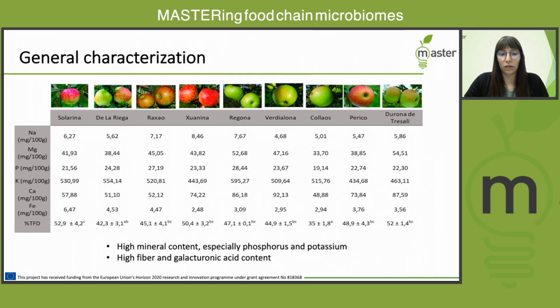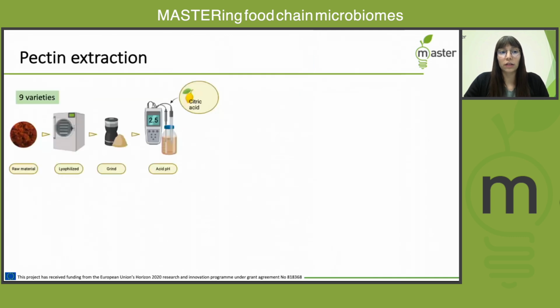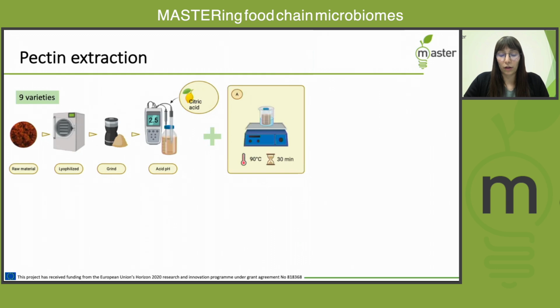First, we made a general characterization with these 9 varieties, and we saw all of them have a high mineral content, high fiber, and galacturonic acid content. Because of that, we made a pectin extraction with these 9 varieties. The raw material was freeze-dried, ground, and the pH lowered with citric acid to 2.5. Then we made a conventional citric acid extraction, and we obtained around 10% of the yield.